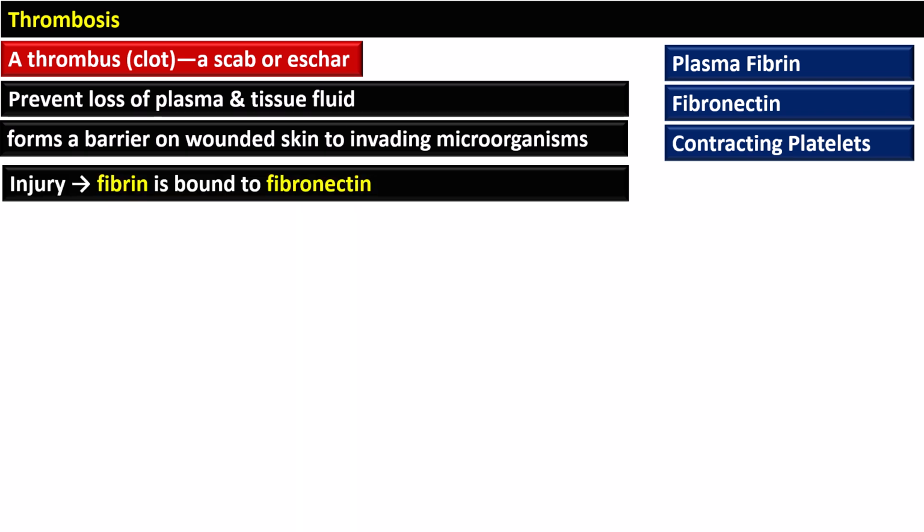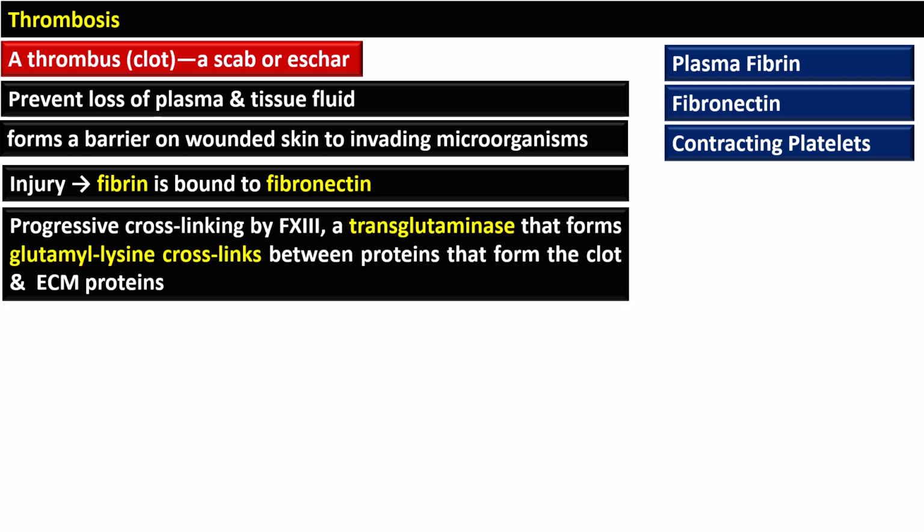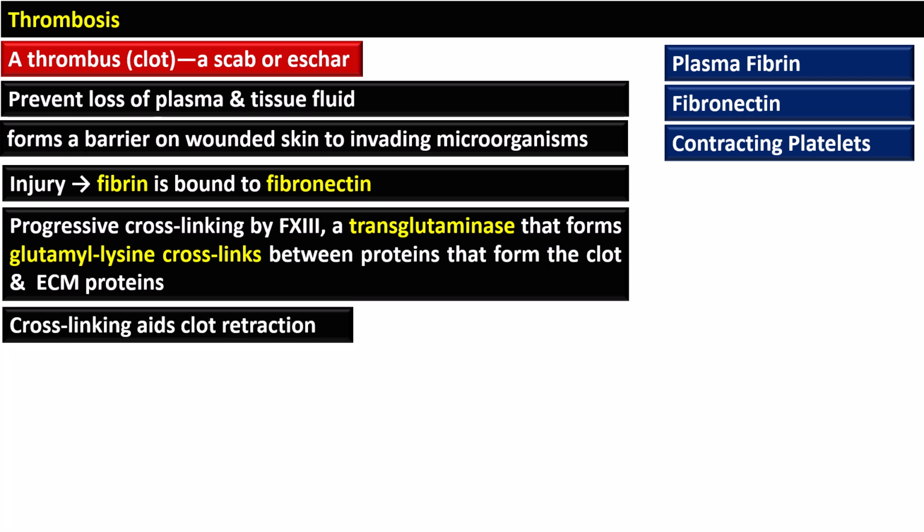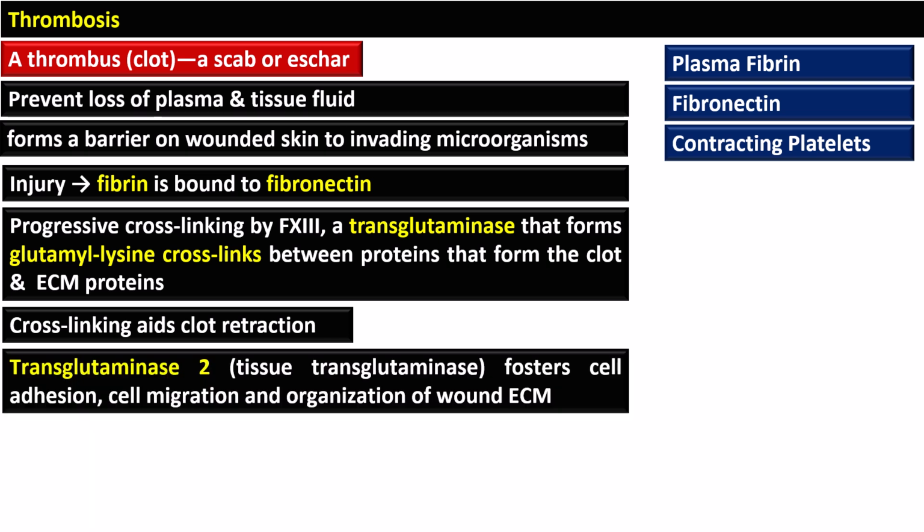There is injury that leads to the presence of the fibrin, and this fibrin is bound to the fibronectin, the adhesive protein. There is progressive cross-linking by factor 13, that is a transglutaminase, and it forms glutamyl lysine cross-links between proteins that form the clot and extracellular protein. This cross-linking also aids in clot retraction.